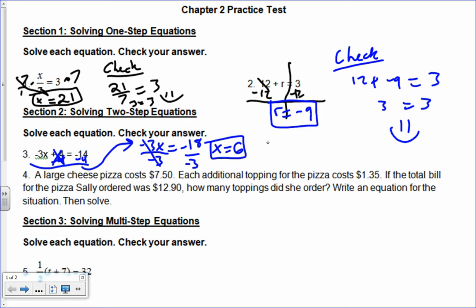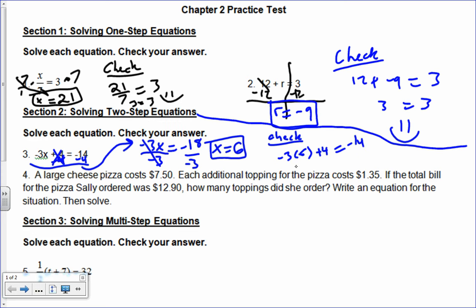You should plug that back in. To check your answer here, same thing, plug it in. So negative 3 times positive 6 plus 4 equals negative 14. Negative 3 times 6 is going to be negative 18 plus 4. And that is equal to negative 14. So we are happy.